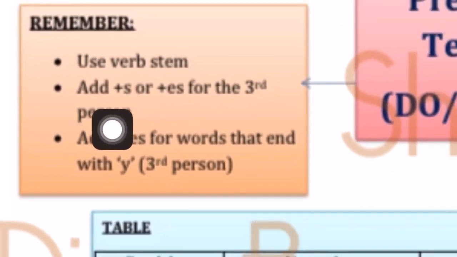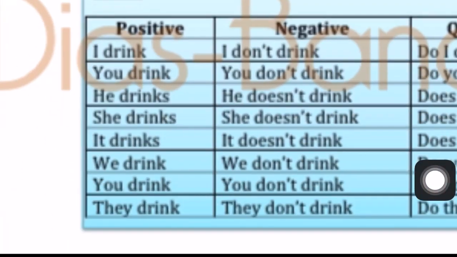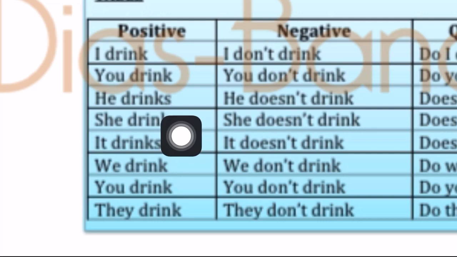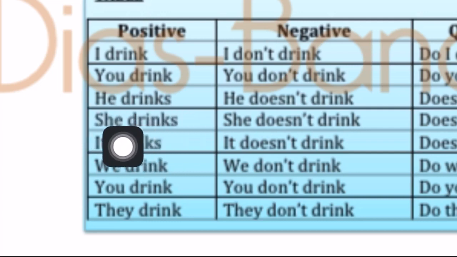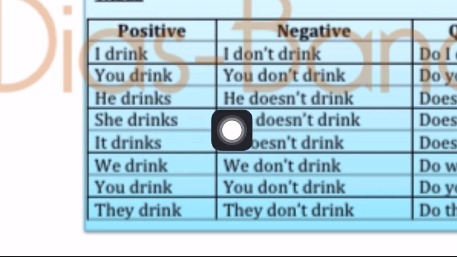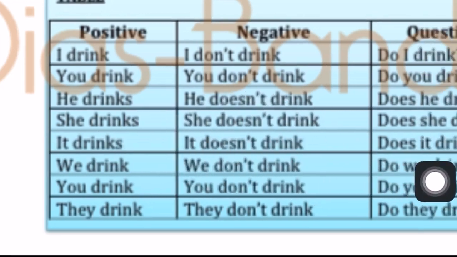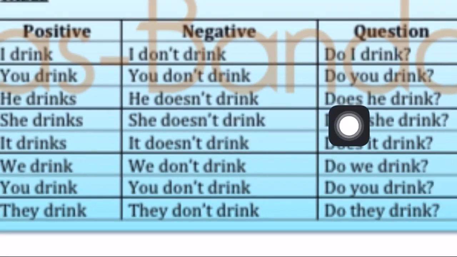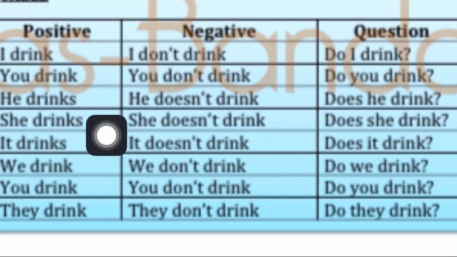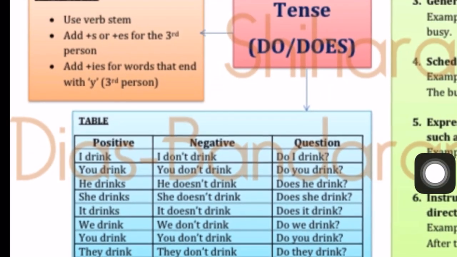Then you have to add S or ES for the third person. So third person means he, she, it. ඒගොල්ලෝ තමයි මේ third person කියන්නේ. So he drinks, she drinks, it drinks. එතකොට ඒකෙම negative එක යනවා. He doesn't drink, she doesn't drink, it doesn't drink. එතකොට ඒකෙම question එක යනවා. Does he drink, does she drink, does it drink. දැන් බලන්න මේ තුන් දෙනා තමයි වෙනස් වෙන්නේ අනිත් හැමෝටම වඩා. Right? So you have to keep that in mind.